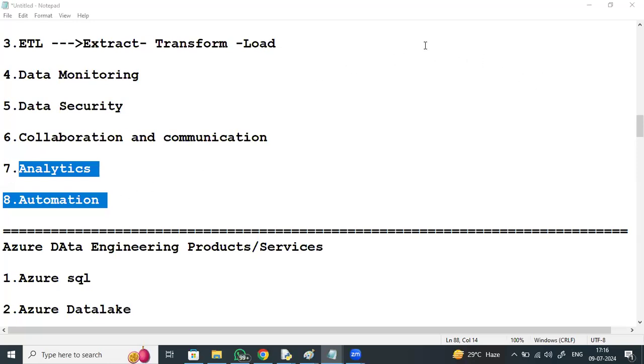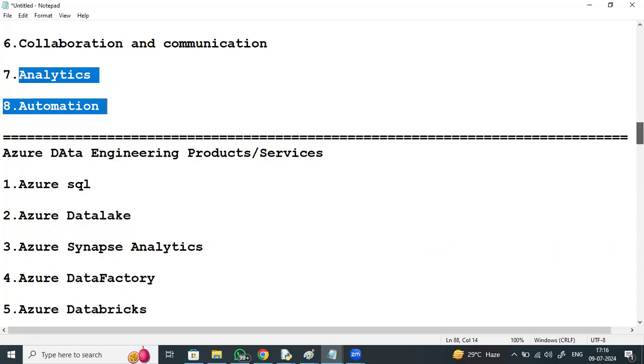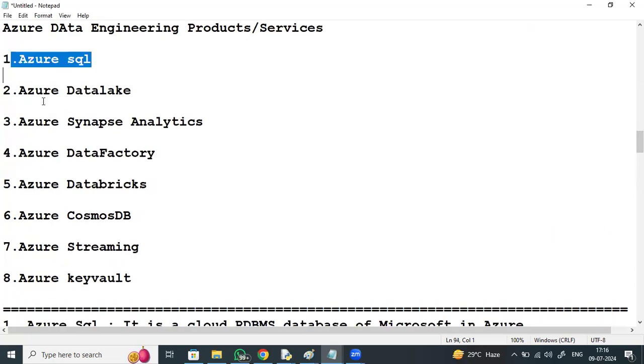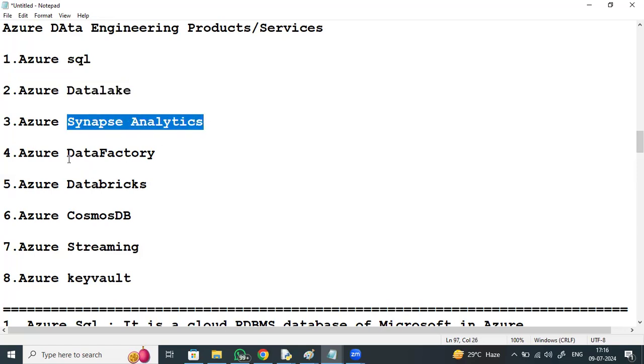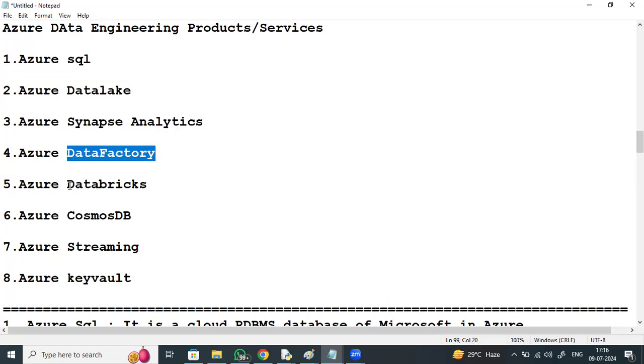Yes, I was just briefing you about the data engineering products or services: Azure SQL, Azure Data Lake, Azure Synapse Analytics, Azure Data Factory, Azure Databricks, Azure Cosmos DB, Azure Streaming, and Azure Key Vault. These are the main products of Azure Data Engineering.